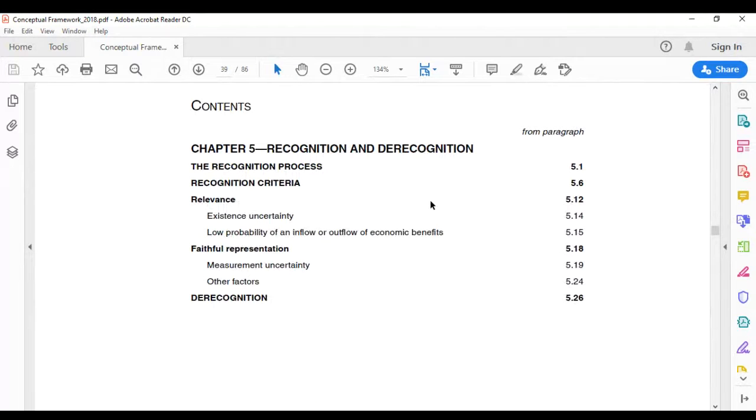So next time on Thursday, ladies and gentlemen, we're going to look at recognition and derecognition. We are also going to be looking at the measurement bases that are allowed by the conceptual framework. Let me stop sharing. So we're going to complete the discussion on the conceptual framework on Thursday.